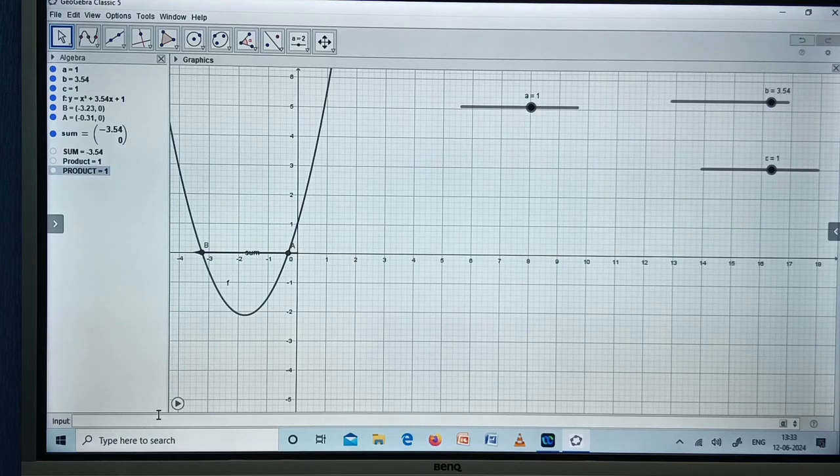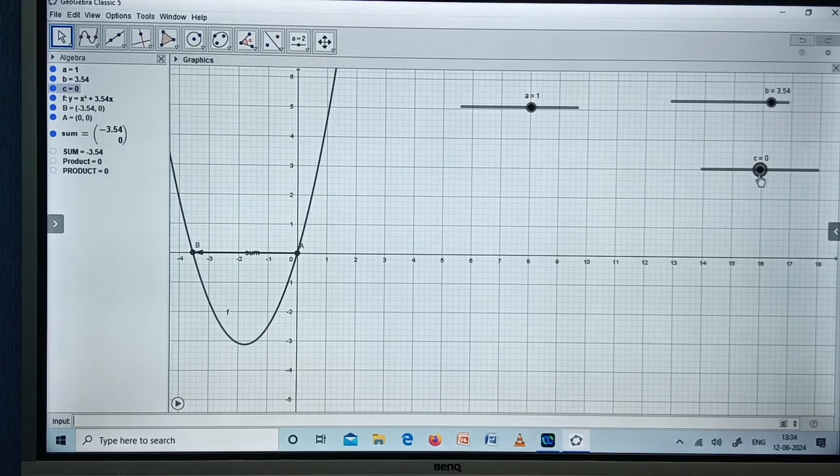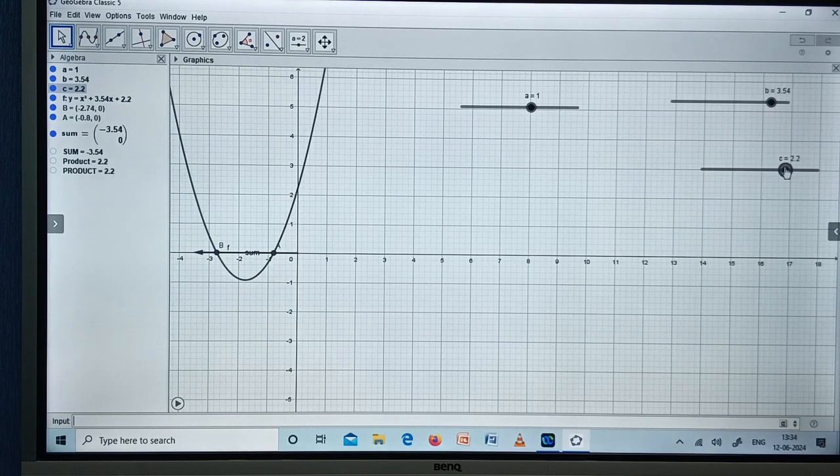So you can see the first one was created by multiplying the zeros. The second one was calculated using C by A. So as I move the values of, say, let me move the values of C. You can see now the product is 0. What is the sum of the roots? Minus 3.54. Now what is the product? 2.2. Both ways it is 2.2.